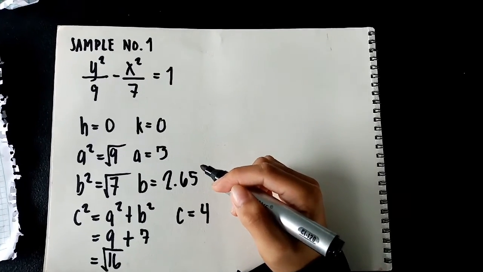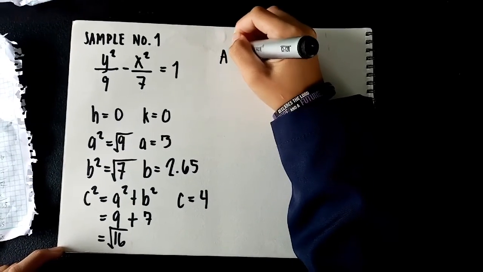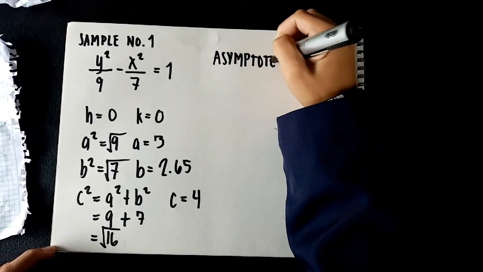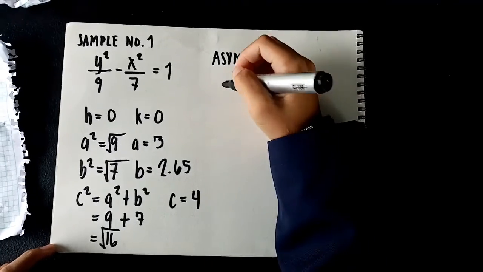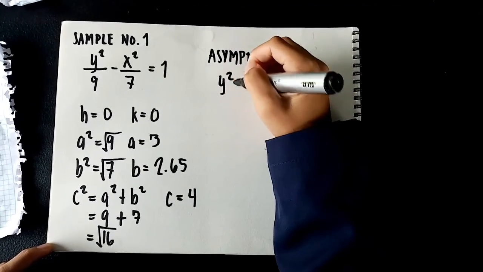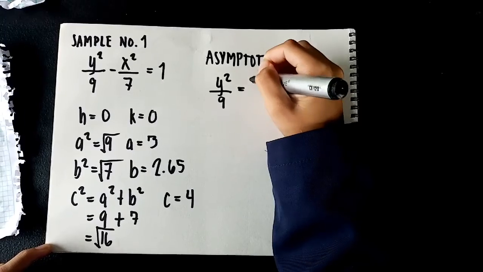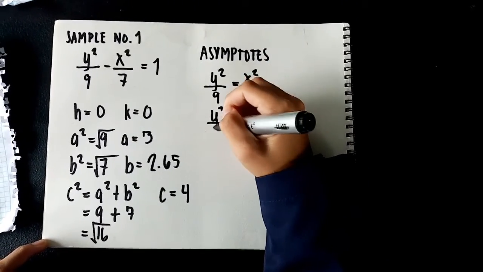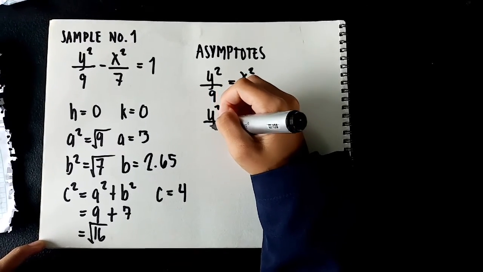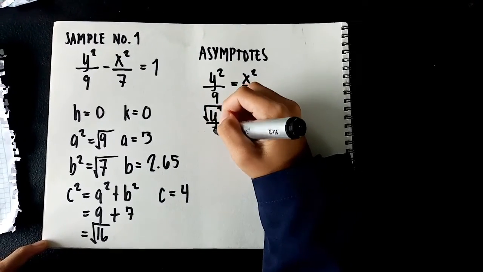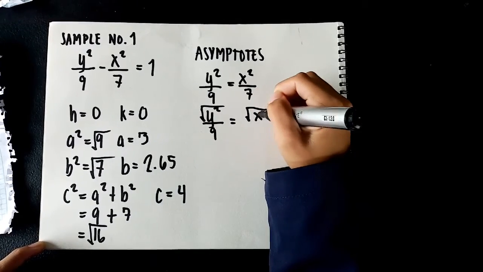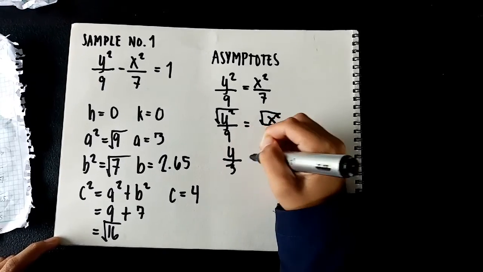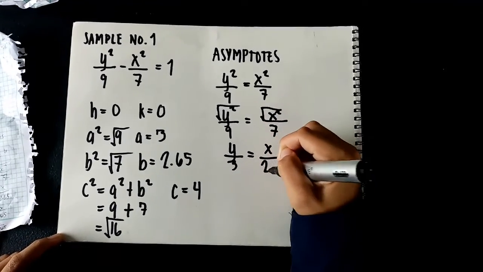Next, for the asymptotes. Okay, how do we find the asymptotes? First, y squared over 9 equals x squared over 7. So first, let's take the square root of y squared over 9 and the square root of x squared over 7. Then it will become y over 3 and x over 2.65.